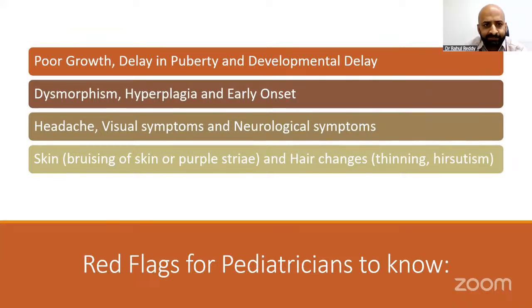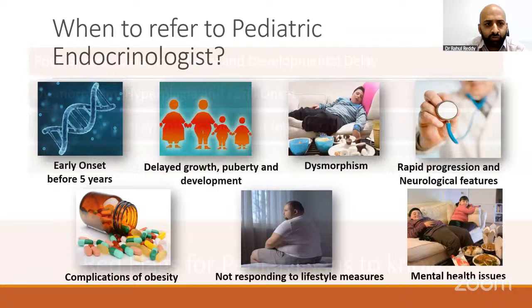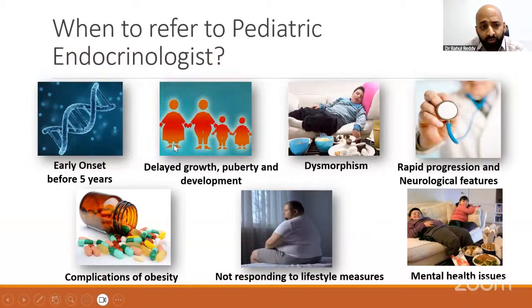So when do these children need a referral to pediatric endocrinologist? Is when their onset of obesity is early, before 5 years of age, where the monogenic causes are more likely, genetic causes are more likely. If there's delayed growth, puberty, or development, then we should look for endocrine workup, and they need to be referred. If there's dysmorphism, again, it could be monogenic causes, so Prader-Willi, or Bardet-Biedl syndrome as well. So these are some of the things.